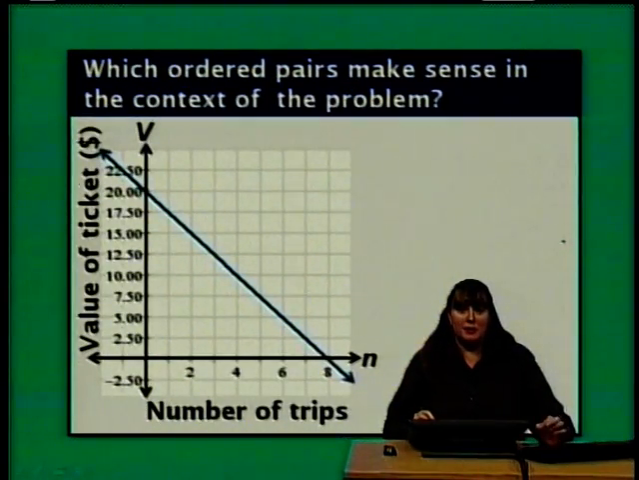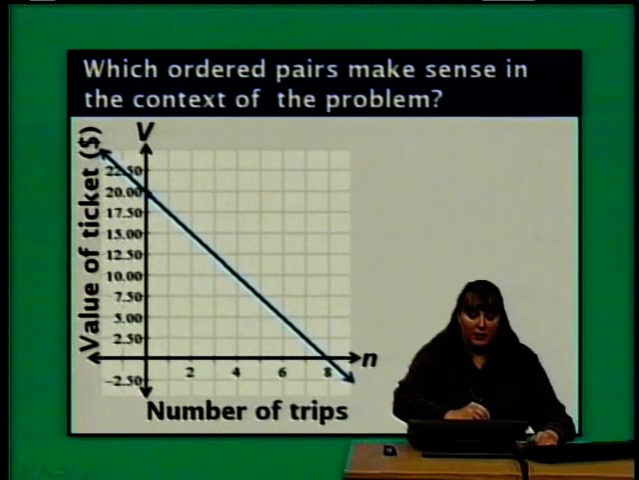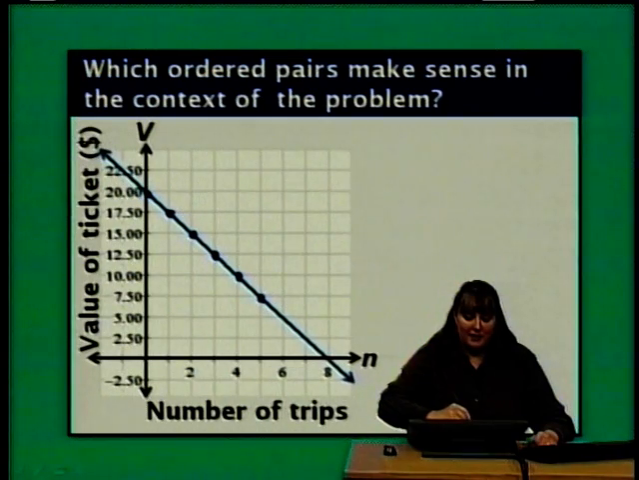Well, let's look at this graph a little bit more. Which ordered pairs on this graph make sense in the context of the problem? Thinking about this problem again, V is the value of the ticket and N is the number of trips. Now, I can't take a fraction of a trip, so I can only think of integer values of N. I also can't take a negative number of trips, so I can only think about non-negative integer values of N. Taking that into consideration, we could look at the point where N is 0, the point where N is 1, the point where N is 2, 3, 4, 5, 6, 7, and 8.